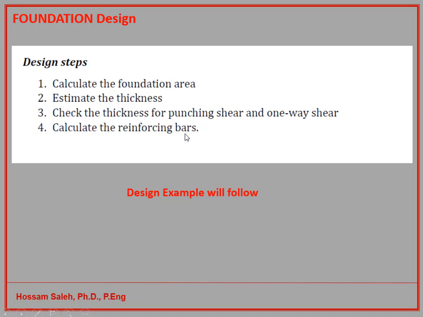So when we design the foundation, what does it mean? I need to know the area of the foundation, I need to know the thickness of the foundation, and I want to make sure that this thickness is good enough to resist the punching shear and the one-way shear. And after we make sure that it's safe for that, now we can look at the reinforcing bars. How many bars do we need?